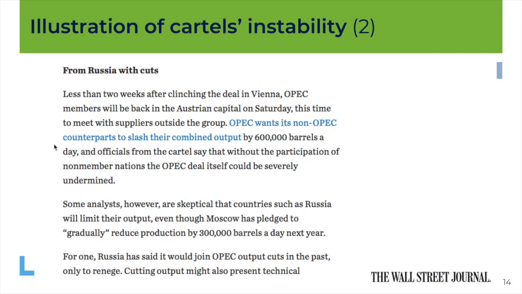OPEC wants its non-OPEC counterparts to slash their combined output, so it would like the outsiders not to react by increasing their quantities. But in the article, they say that Russia has said it would join OPEC output cuts in the past only to renege. Okay, so the outsiders may say, well, we will agree to what you ask us to do, which is to reduce our production, but actually what they say is not credible because their incentive is actually to increase their quantity once the OPEC countries have decided to cut their quantities. Okay, so I'll leave you with this article, which you can read at your own pace.